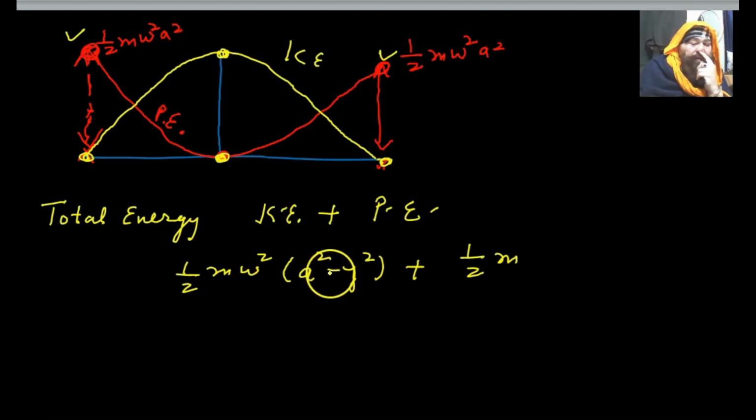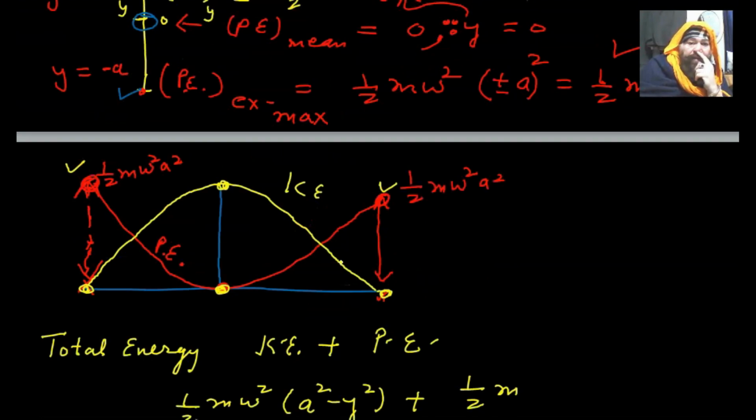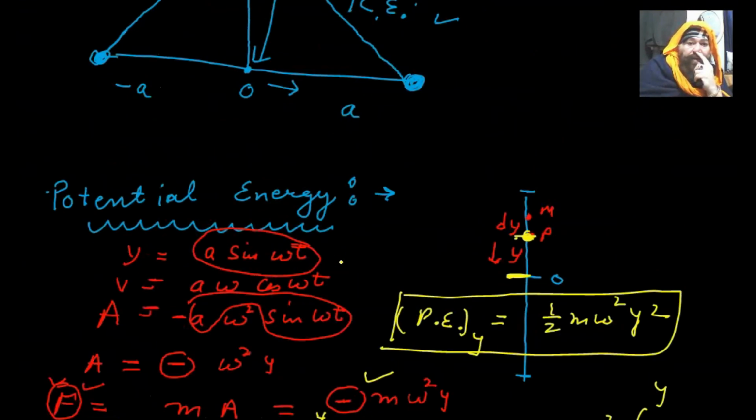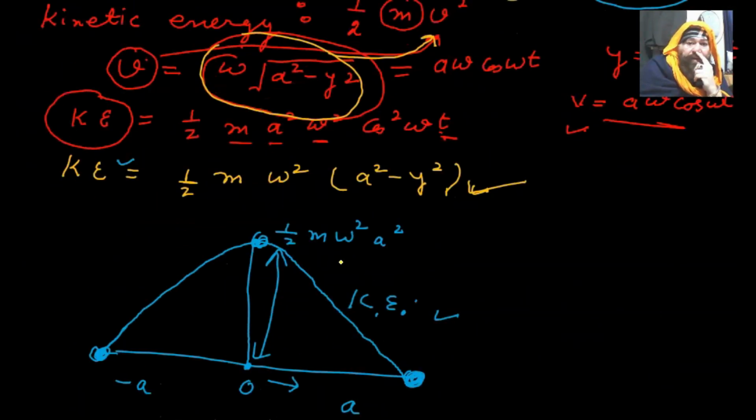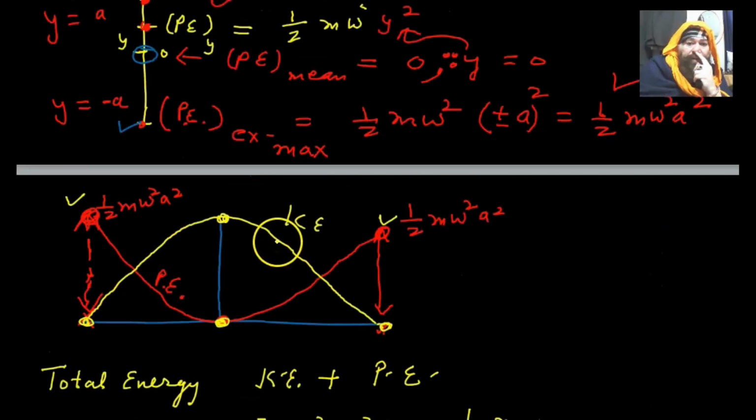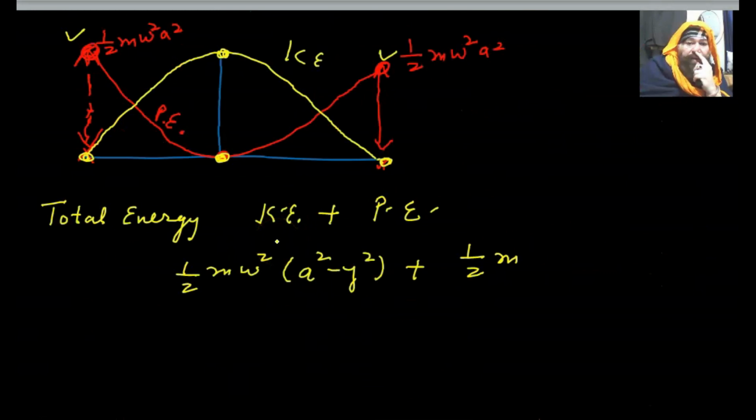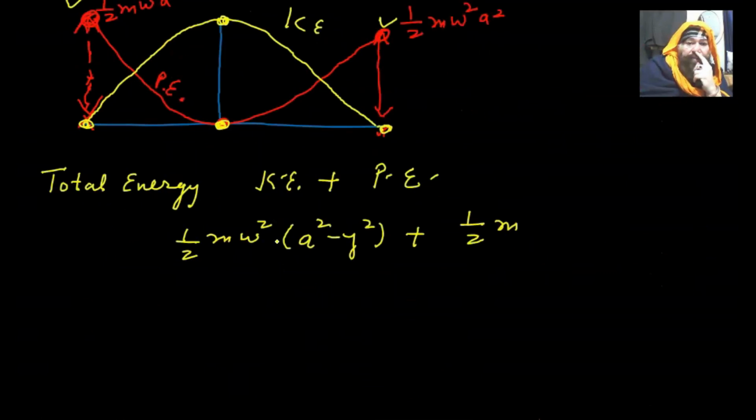Half m omega square a square minus y square is the kinetic energy expression, not just y square. This is the expression, no? And what about the potential energy? Half m omega square y square.